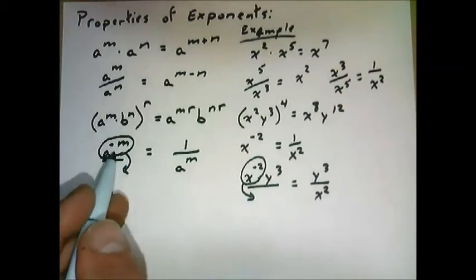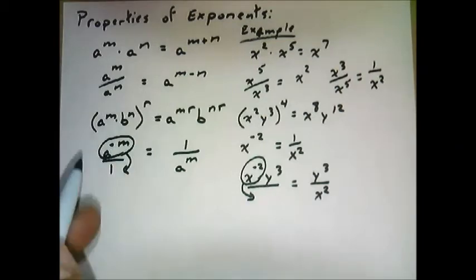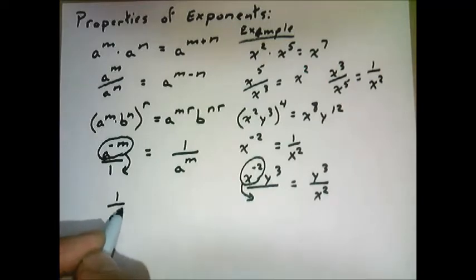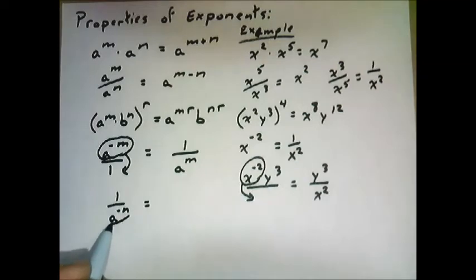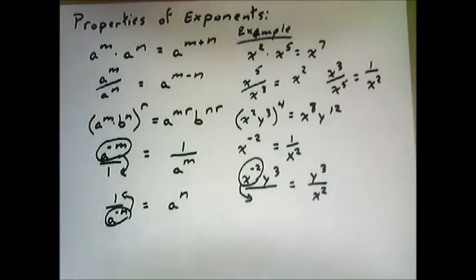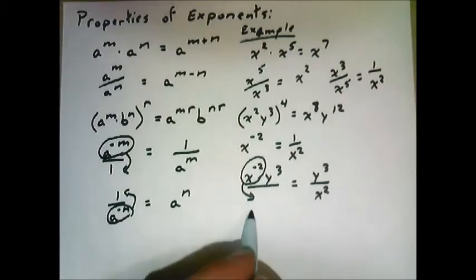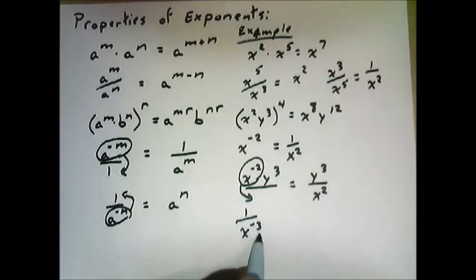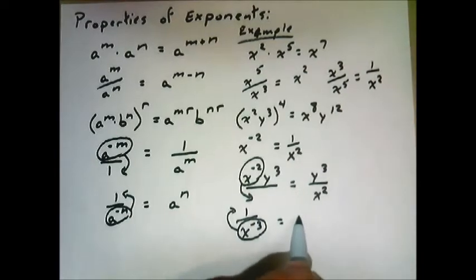Likewise, if the negative is on the bottom, we can bring it to the top. So if I have 1 over a to the negative n, this is going to allow me to bring this a to the negative n to the top as a to the positive n. An example of this would be 1 over x to the negative third. This x to the negative third is going to come all the way to the top, and we end up with x to the third.